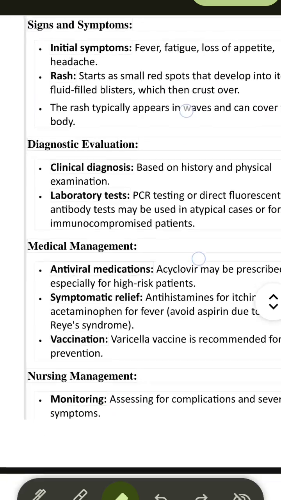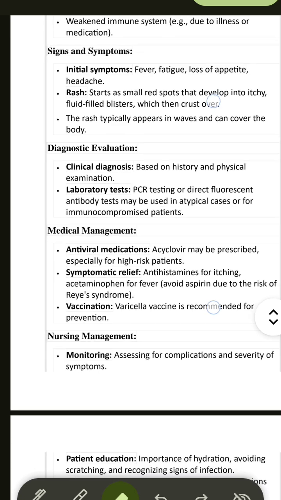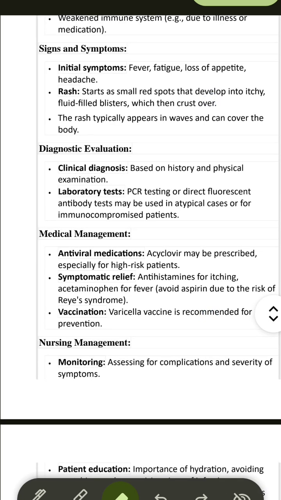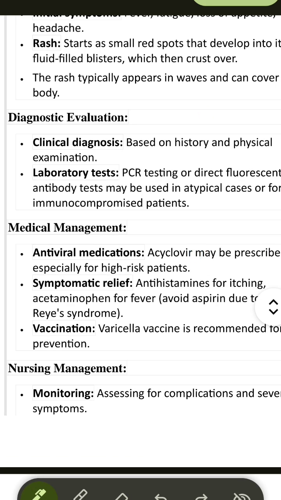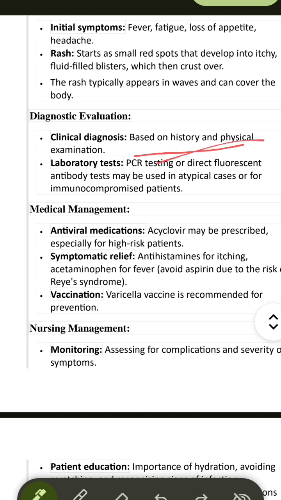Next we'll see the diagnostic evaluations. What are the diagnostic tests we have to perform? First, clinical diagnosis, based on history collection and physical examination. Next, laboratory tests such as PCR testing or direct fluorescent antibody test may be used in atypical cases or for immunocompromised patients. So these are the tests we have to perform.